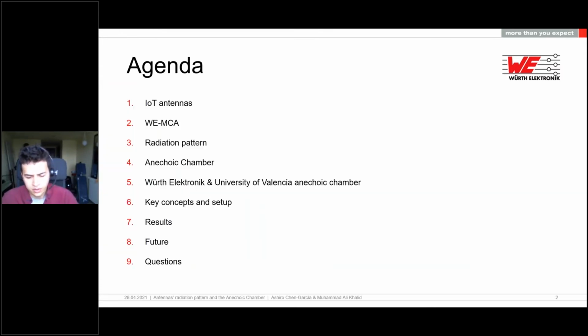Here you have the agenda for today. We will be introducing the IoT antennas and the ones that we have in our portfolio. Then we will jump into the anechoic chamber to explain why an antenna needs to be measured inside under certain conditions. We will comment on our newest collaboration with the University of Valencia, located in Spain, for the use of its anechoic chamber. Finally, we will go through the results and data obtained from the far-field measurements in the chamber. And later on, I will be answering your questions.